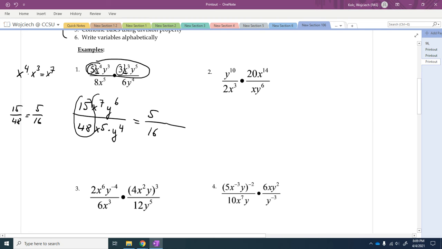Now, we have x to the seventh over x to the fifth. If we have the same base and we divide, we basically subtract. 7 minus 5 is x to the second. And the same thing happens with y to the sixth over y to the fourth. 6 minus 4 is 2. So your final answer can be written as 5/16 x squared y squared.